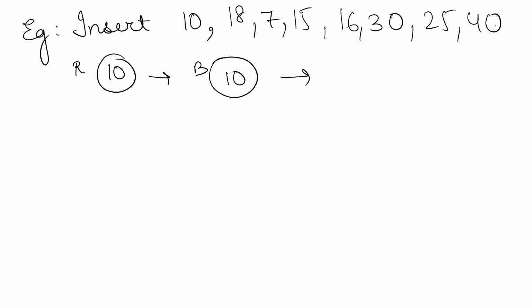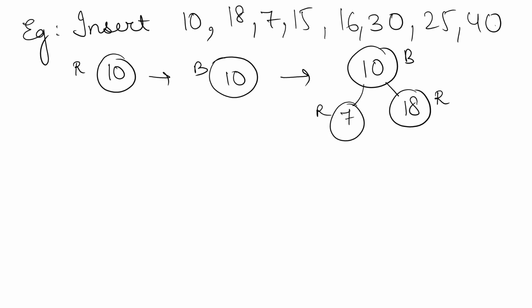Next, we'll basically do what we do in a binary tree insertion. 18 is greater than 10, so it comes on the right side. It's a leaf node, so red. Then we have 7. 7 is less than 10, red. Now, 15. 15 is greater than 10, less than 18, red. Now, as we can see, we have two nodes which are red in color and they're adjacent.